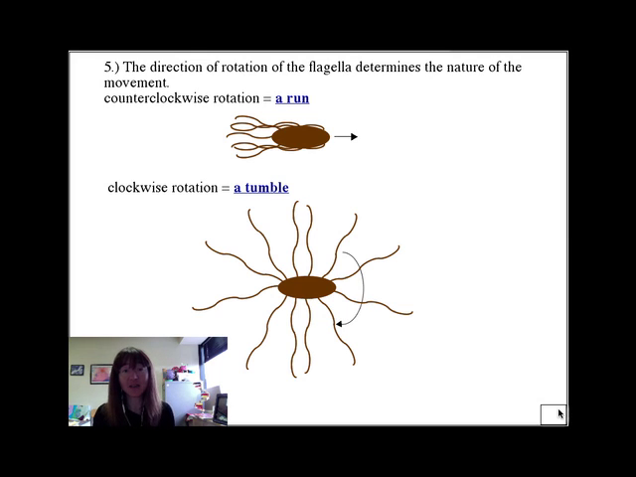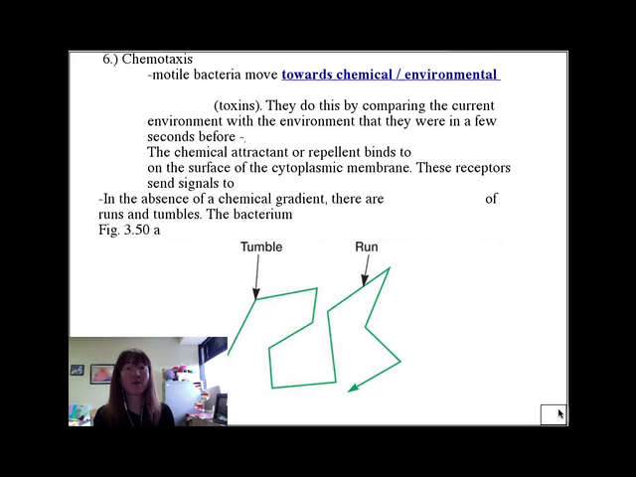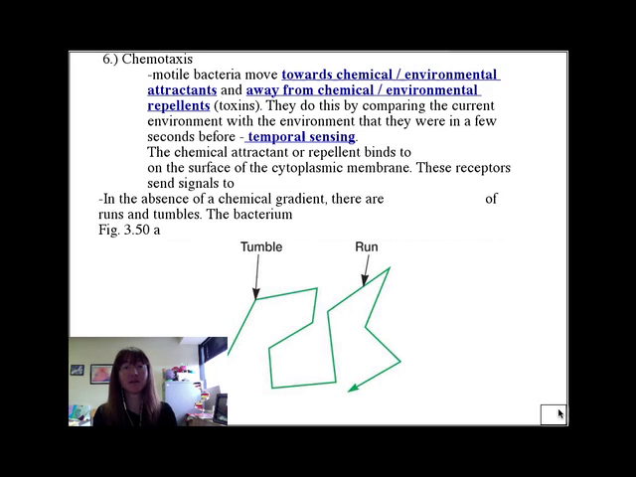That's called temporal sensing. So chemotaxis, the process of moving, right, taxis is moving, in response to chemicals, towards an attractant, away from a repellent. So toxins, things like waste products, those are all going to be repellents. Food, maybe for some bacteria, light may be an attractant, right? It depends on whether they're chemotactic or phototactic, but they're moving in response to something that they want to get to. So they do this by comparing the current environment with the environment they were in a few seconds before. That is, it's a time-based comparison.